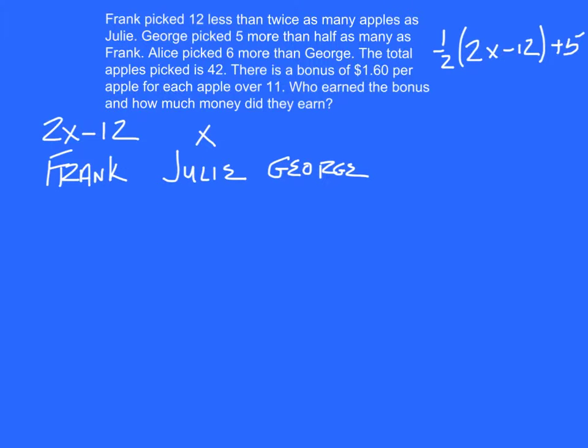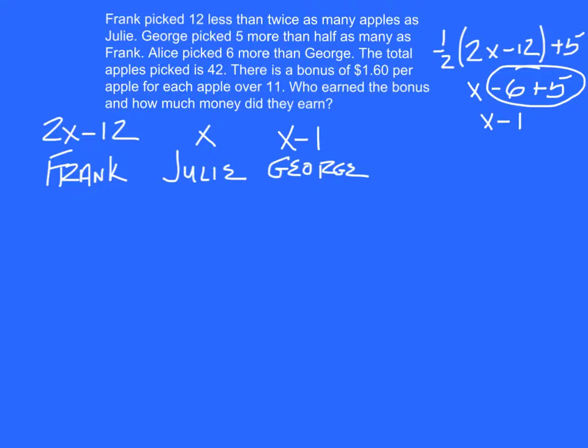Now we have to simplify that. I'm going to have to multiply each item inside the parentheses by 1/2. What's 1/2 of 2? 1. Do I write 1x? No, just write x. What's half of minus 12? Minus 6. And we still have the plus 5 from the outside. How can I simplify this? Minus 1. So that means George is x minus 1.